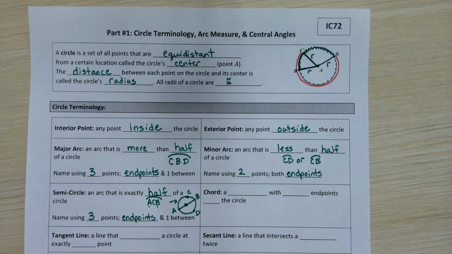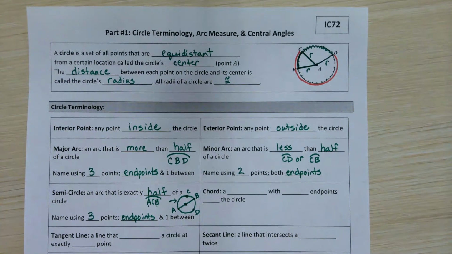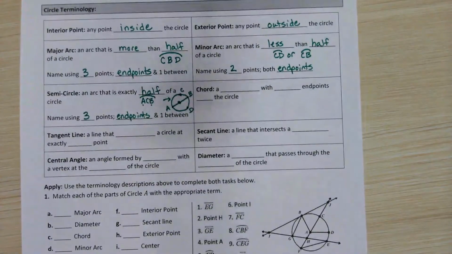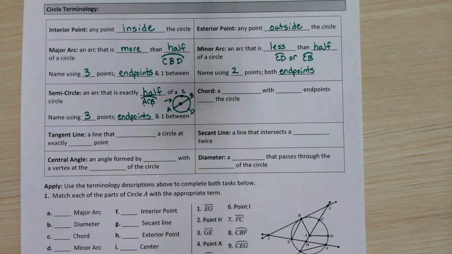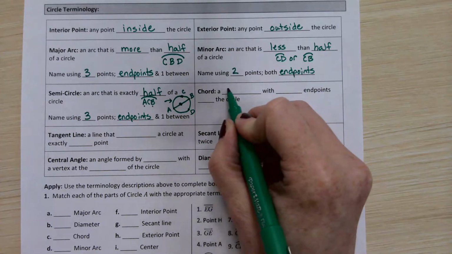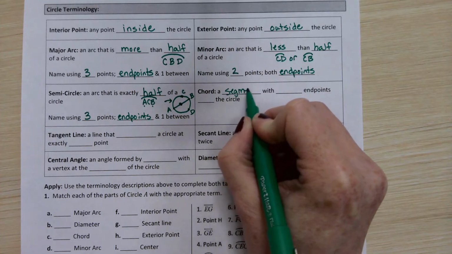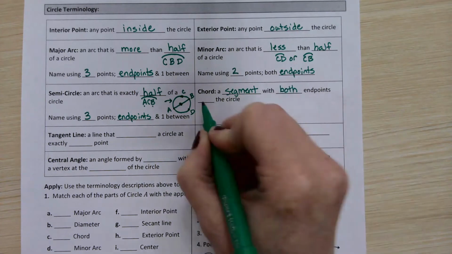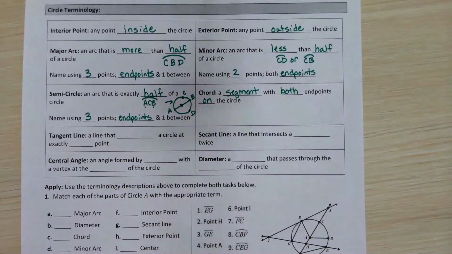All right, lots of information about arcs. On the other side of this page, we'll learn how to find the measure of arcs. Moving on with our vocabulary though, we have several words that are related to segments or lines. Chord is the first one of those. A chord is always going to be a segment that has both endpoints on the circle.